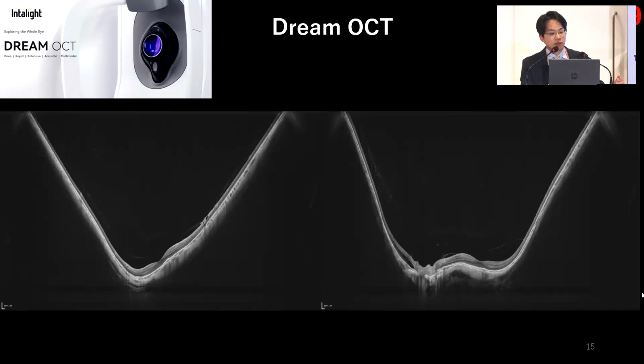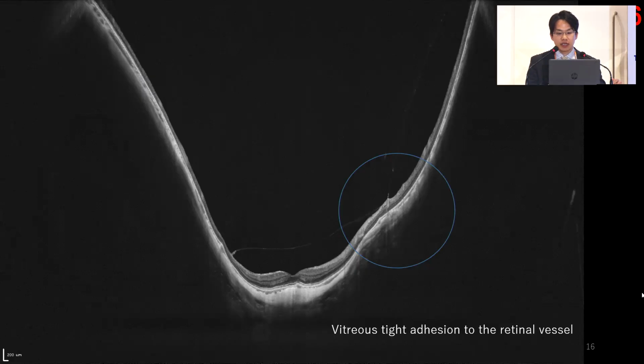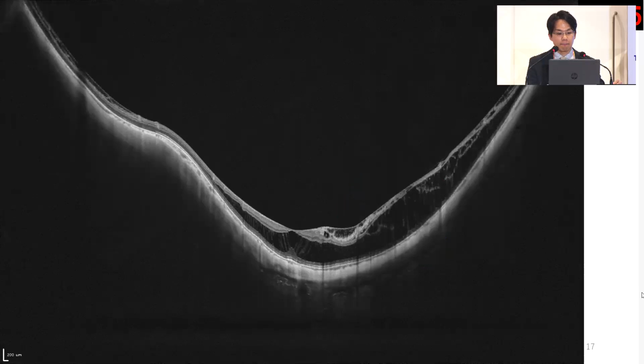Dream OCT is a product of Intelligent Research and the latest OCT machine. It is a swept source OCT and the depth is 12 millimeters. We can get clear images of the retina and vitreous. In this case, the vitreous humor is tightly attached to a retinal vessel. There is no retinal schisis, but tight vitreous adhesion could be the main reason for retinal schisis.